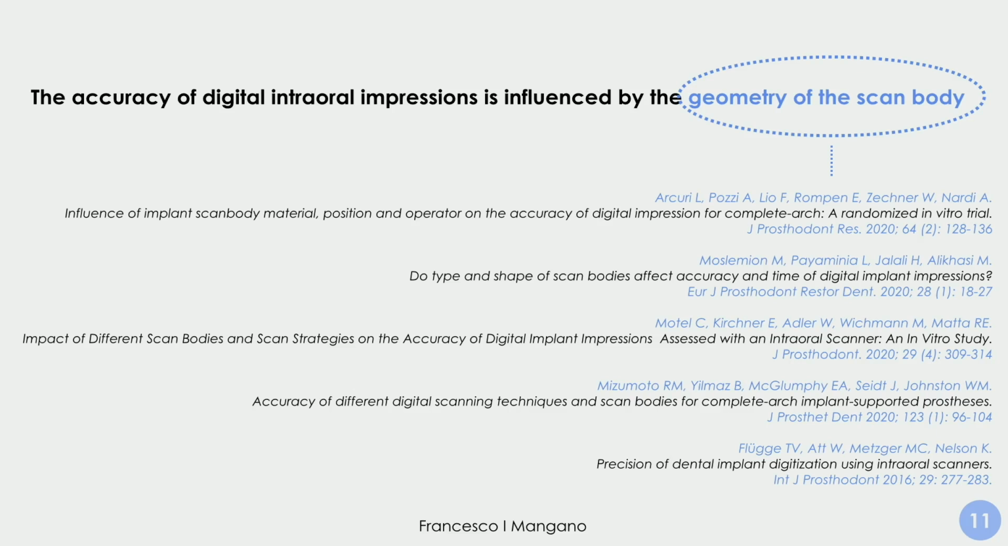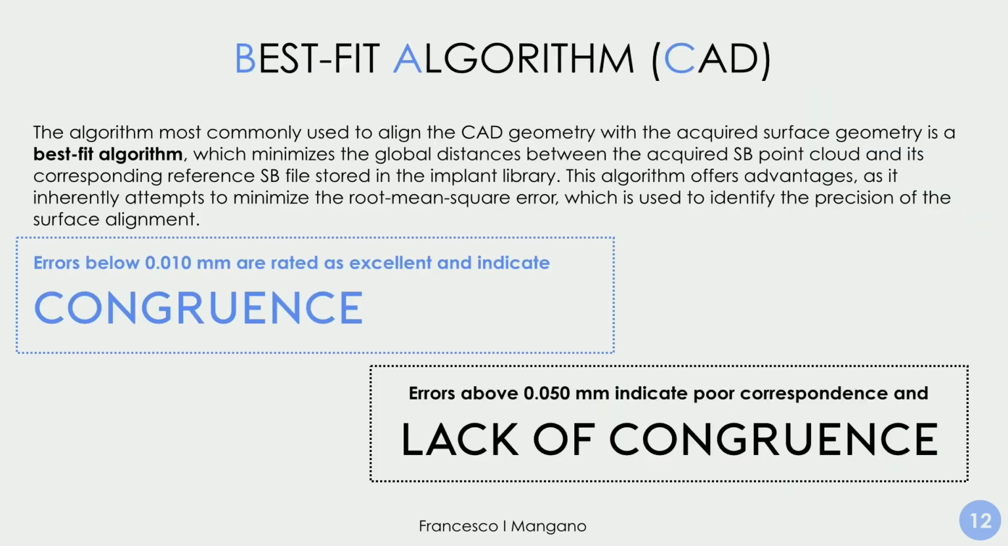There are a lot of studies in the current literature dealing with scan bodies and how the geometry of the scan body can affect the final accuracy of the impression. Usually this aspect is investigated together with different scan strategies. So there's a little bit of confusion because there are so many factors together.